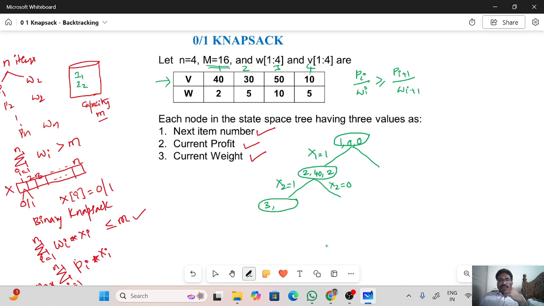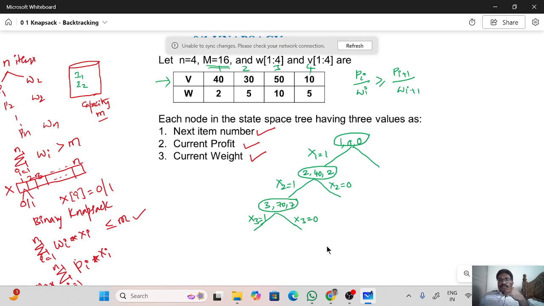When I place item 2, what is the item 2 profit? 30. Already I have in my knapsack a profit of 40. 40 plus 30, 70. What is the weight of that knapsack? Already item 1 placed, weight is 2. Item 2 also placed now, weight is 5. 2 plus 5 is 7. I am going to check: is 7 greater than 16? No. So that's why I never reach the bounding function as of now. I go with extending that node. So next I want to think about the third item.